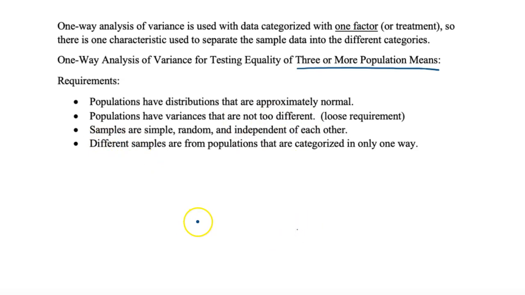We also need the samples to be simple, random, and independent of each other, so these samples are independent. They're not matched in any way. And finally, we have that different samples are from populations that are categorized in only one way, and this just comes from the one-way analysis of variance.